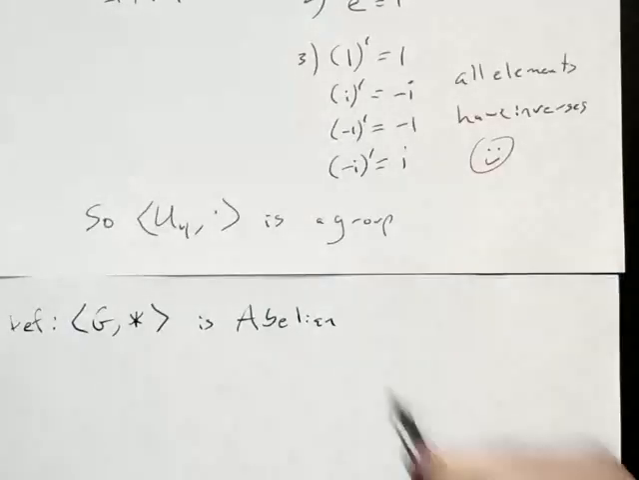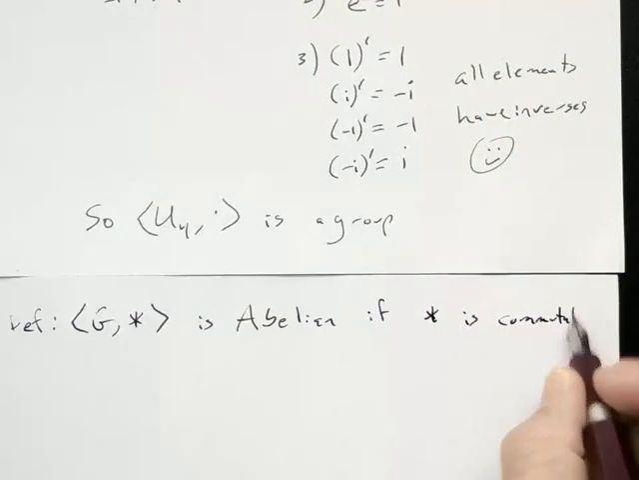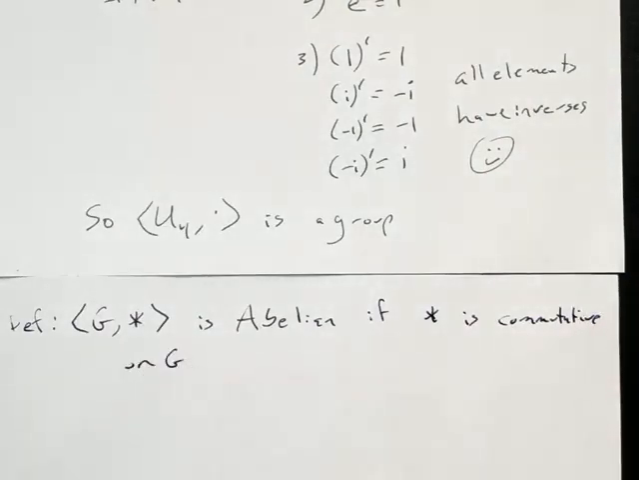A group is abelian if star is commutative on G. So an abelian group has a commutative operation. Both U4 and the integers under addition are abelian. I write that with a capital A. Sometimes it will become a lowercase a if I'm not paying attention. Some textbooks switch back and forth. But Niels Henrik Abel is who this is named after.